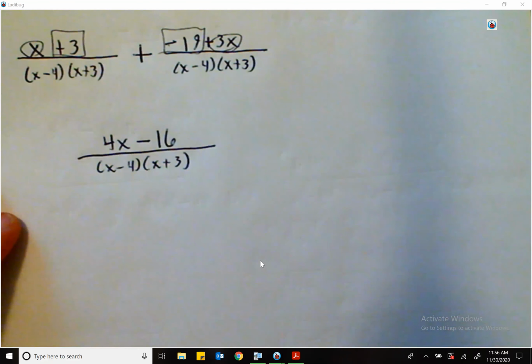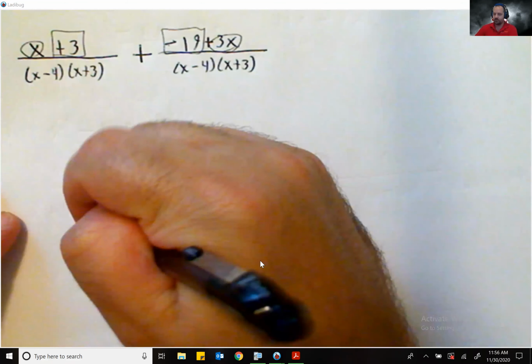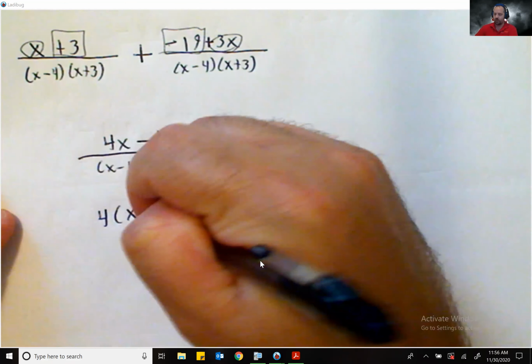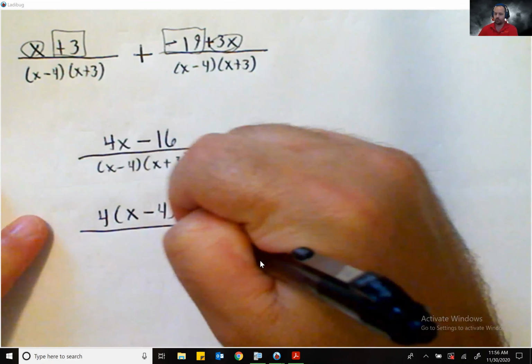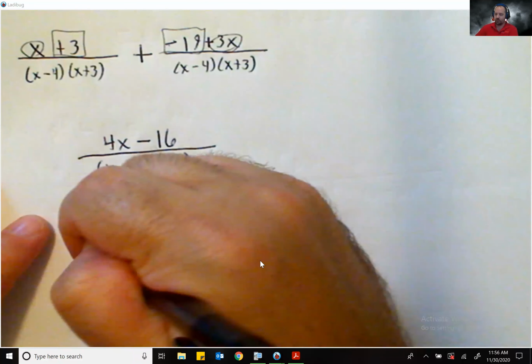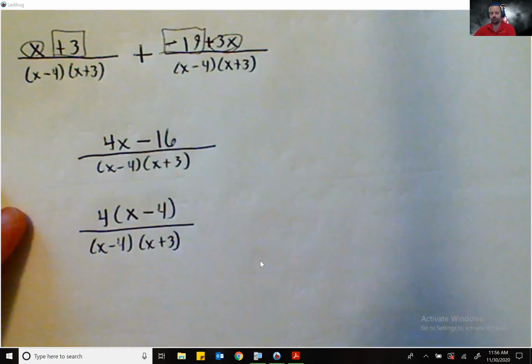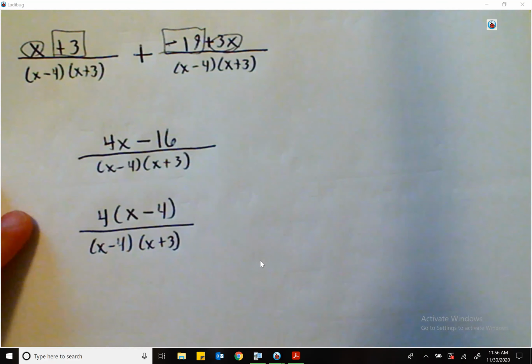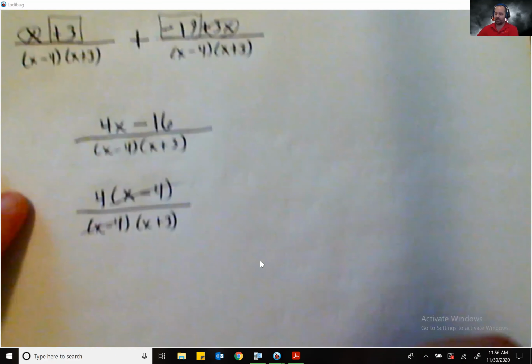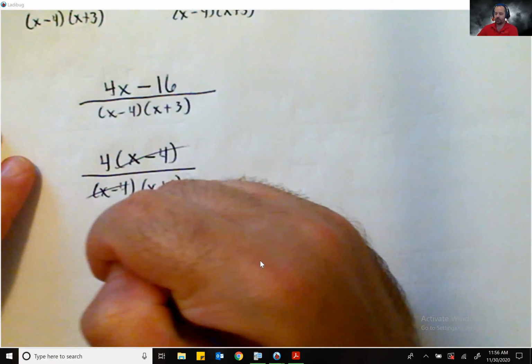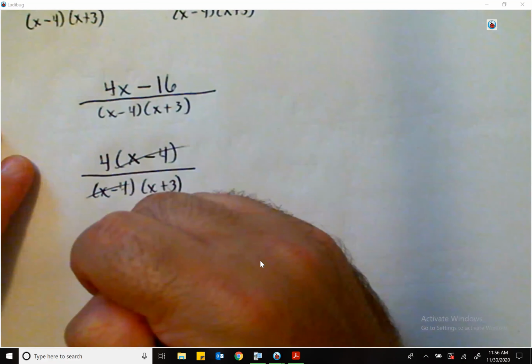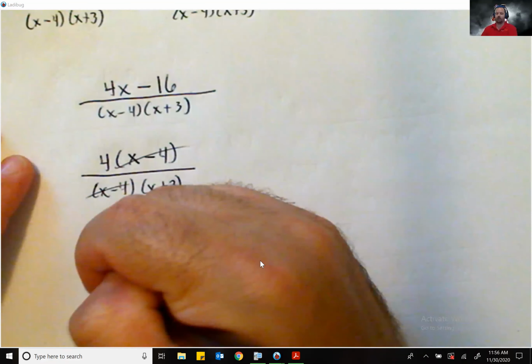Yes. Factor out the 4. Good. That will give us x minus 4. And then in the bottom, we have x minus 4, x plus 3. Is there any canceling? Yes, the x minus 4. Those two go away. So our final answer is 4 over x plus 3. Brava. There you go.